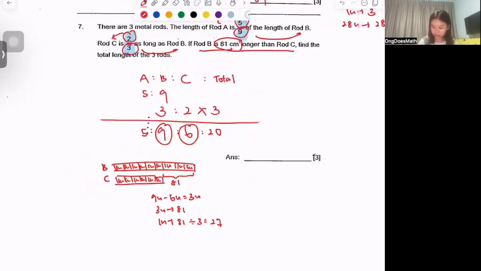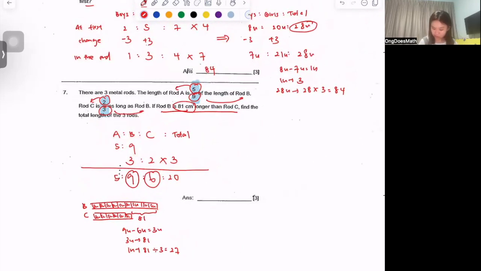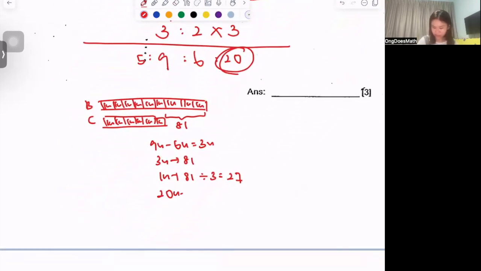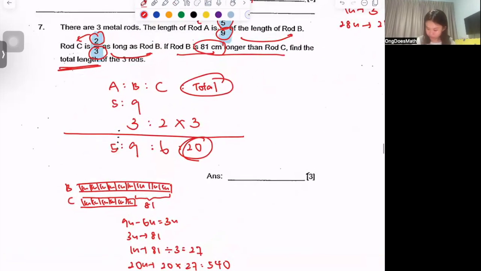Now what does the question want? The question wants the total length of the 3 rods. So total is how many units? Total is 20 units. So let's find out what 20 units represents. 20 units will just be 20 times 27. Good. 20 times 27 should give you 540. And that's why the answer is 540 cm. Remember to write the units, if not the teacher will assume the wrong units. Good.